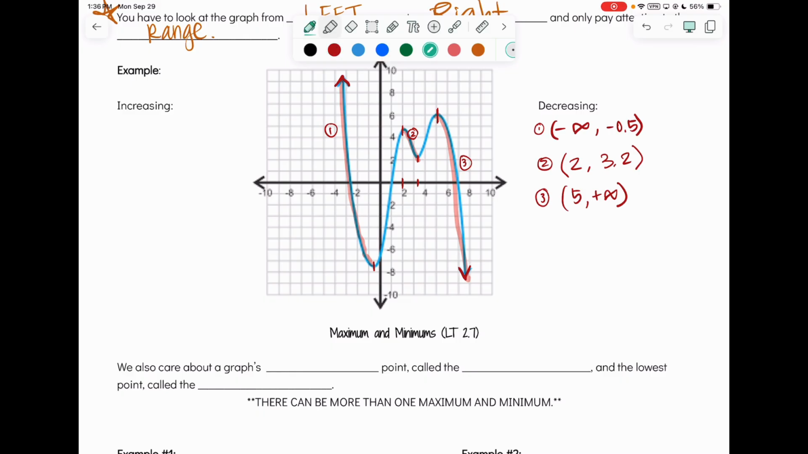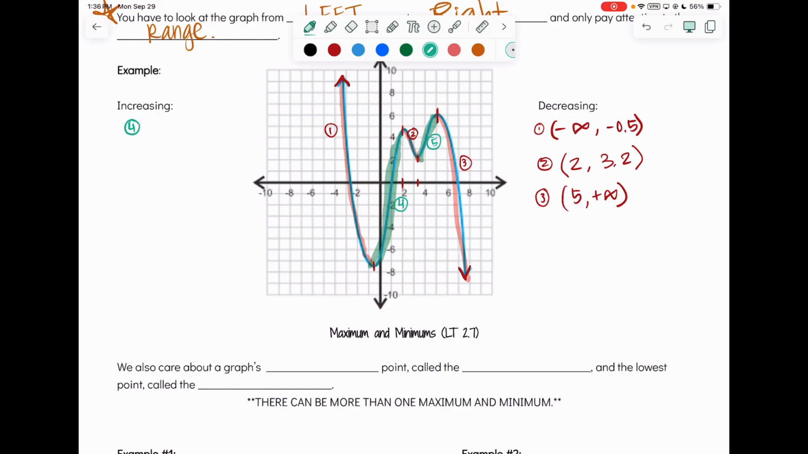Increasing, I'm going to highlight in green. We're going up this way, and then we go up this way. So how many segments of increase do we have? 2. So I'll number it. This is going to be 4. This is going to be 5.